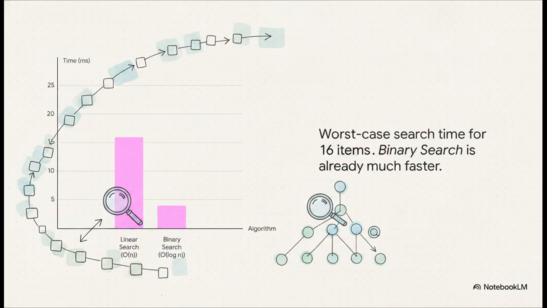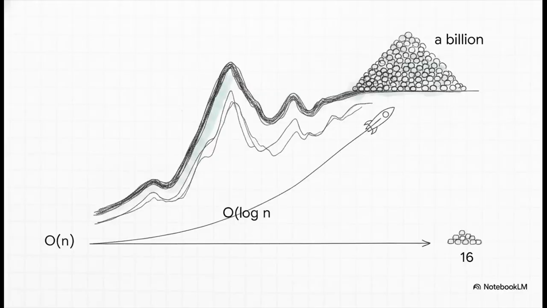And you can see the difference right here. With a tiny list of just 16 items, in the worst case, our simple linear search takes, let's say, 16 milliseconds. But our smart binary search? It only needs 4 milliseconds. Even on this tiny scale, you can see a clear winner. And I know what you're thinking. Okay, 16 versus 4, not life-changing.